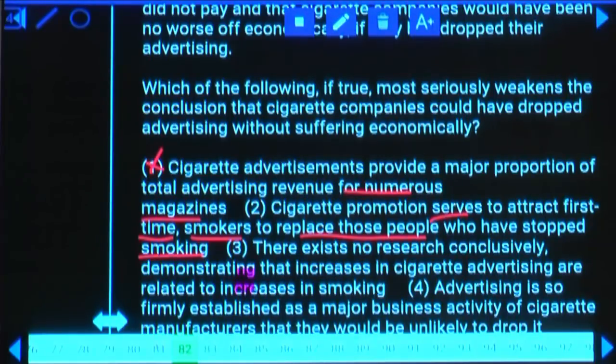మరి ఏం చేయాలి? Now the newcomers should come to this place. The newcomers should replace these persons. Then how will the newcomers come into the picture? Only through the advertisement. That means if they stop the advertisement, there is no chance for these newcomers to come into the smoking arena, isn't it? Hence by doing so they are going to lose economically, isn't it? Hence if they stop advertising, they lose economically అని మనం ప్రూవ్ చేసాం.